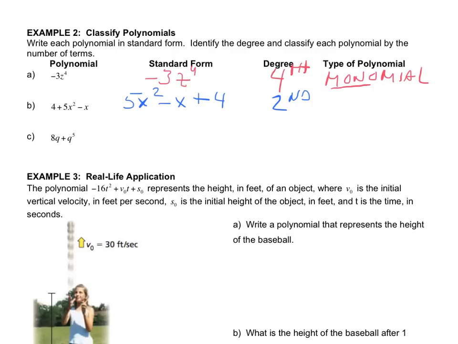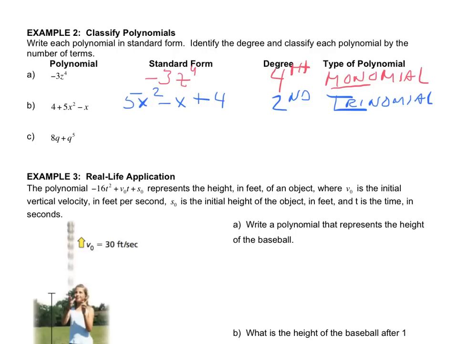We are not adding them together like we did with the monomials. The polynomial just takes the highest degree. The type of polynomial in this case, well, we have three terms, 5x squared, negative x, and a 4. So this would be classified as a trinomial. Again, tri, like triangle, is 3. 3 terms.